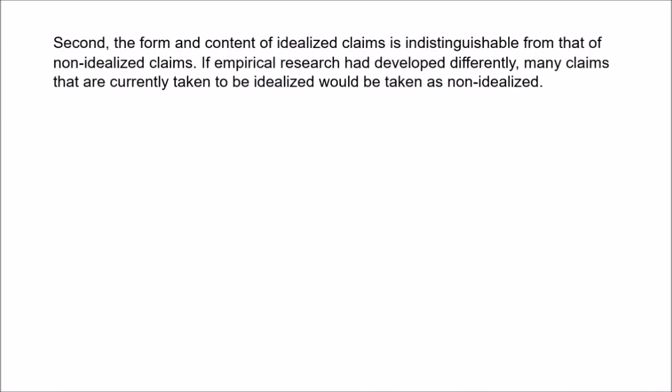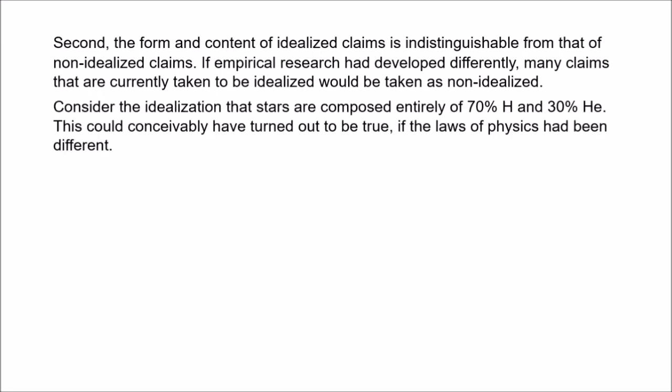A second and perhaps more serious problem is that the form and content of idealized claims is very similar to that of non-idealized claims, in such a way that many claims that are now considered idealizations might have been taken to be non-idealized if science had developed differently. Consider the idealization that is used in stellar models, that stars consist only of 70% hydrogen and 30% helium. This could conceivably have turned out to be true. If the laws of physics had been different, then perhaps conditions in stars would have been such as to destroy heavier elements, and so to ensure that the proportion of hydrogen and helium was 70% hydrogen, 30% helium, and then nothing else.